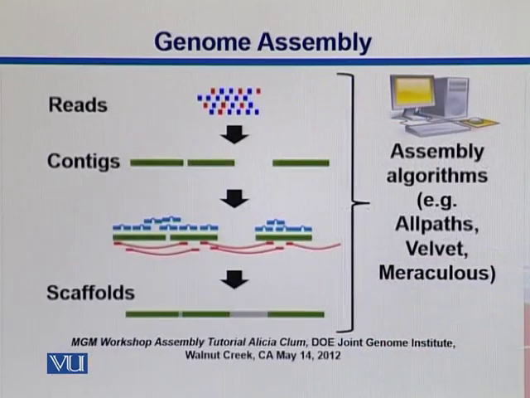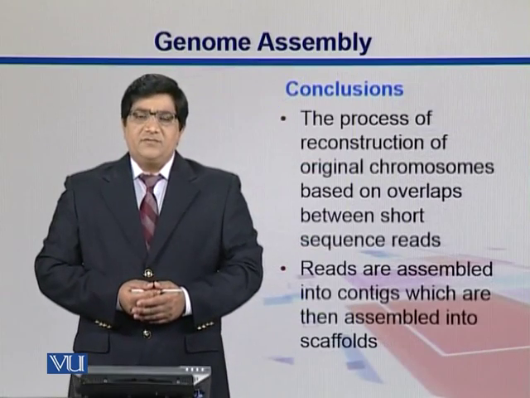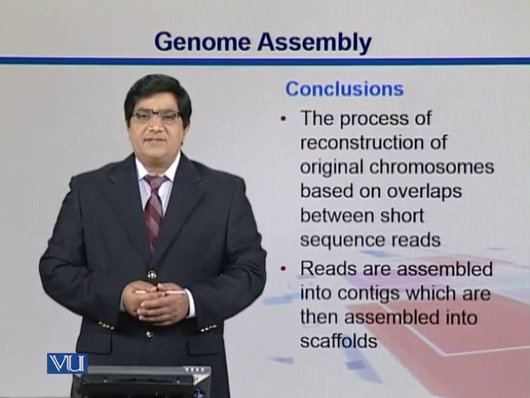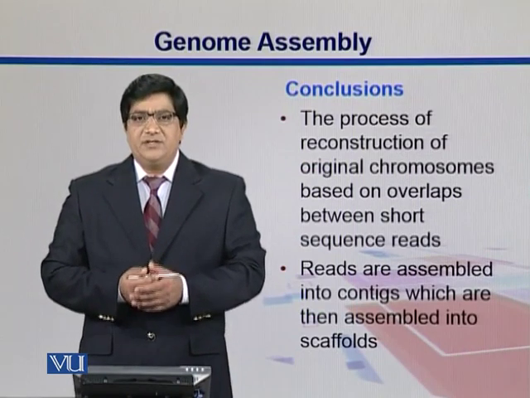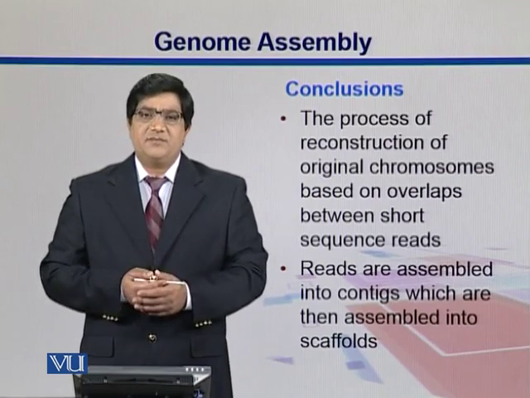Here is the genome assembly as a whole, put together. We start with those short reads, and then the reads are put into contigs, and then contigs are arranged into scaffolds. There are different assembly algorithms which we actually use. Common examples are ALLPATHS, Velvet, and Miraculous. We'll talk about them later. So in the end, what we have seen so far is that assembly is the process where we put these reads together, and we might see some misassemblies also.